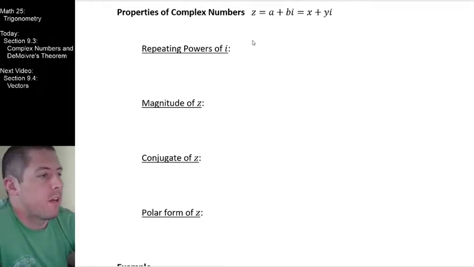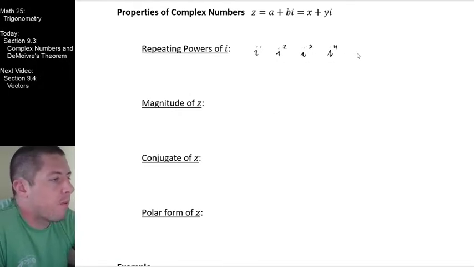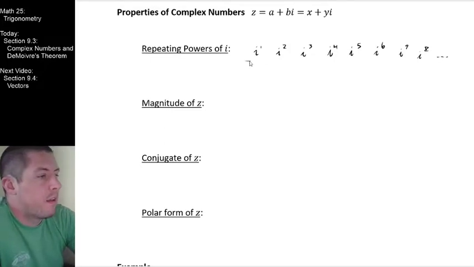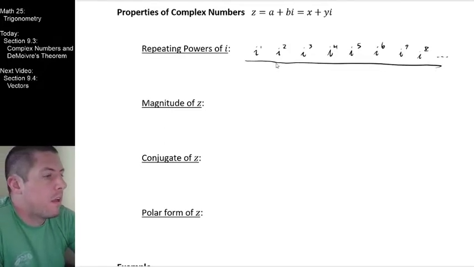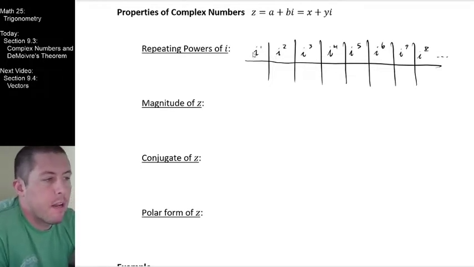So let's check this out real quick. I'm just going to make a table. i to the 1st, i squared, i cubed, i to the 4th, i to the 5th, i to the 6th, i to the 7th, i to the 8th, and it's going to go on and on. And my question is, how can we simplify all of these guys? I think they're all going to simplify nicely since they're just powers of a single number here. So i to the 1st, that's just i.